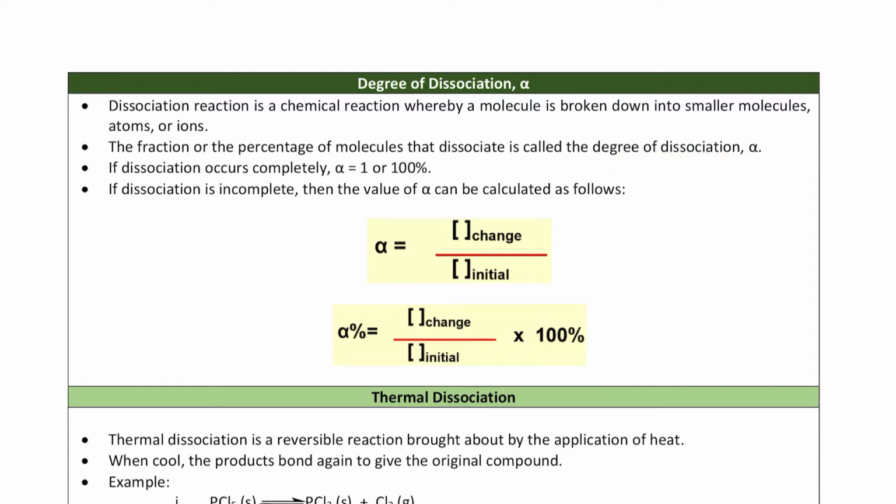Okay, so if dissociation occur completely, so percentage of dissociation dia akan jadi 100% lah. Tapi kalau pakai degree, dia akan jadi alpha equal to 1. So if dissociation is incomplete, then the value of alpha can be calculated as follows. So not all the time dia 100% dissociate. So kita boleh kira lah kalau yang bukan 100% tu by using this formula here. Alpha equal to concentration change divide with concentration initial. And then kalau kamu nak dia dalam percentage, that means you have to times 100% lah.